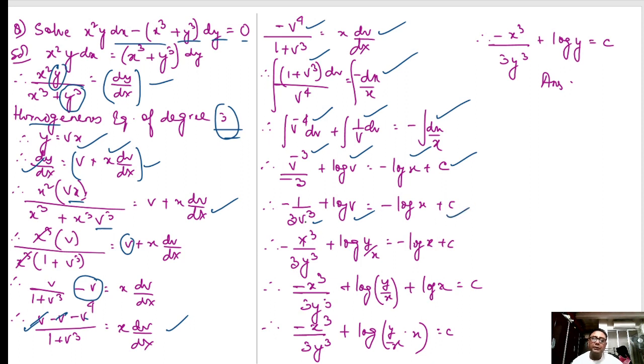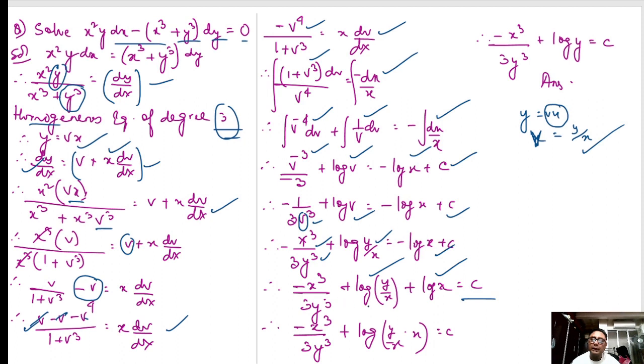Now we will replace the value of v, because y is equal to vx. So x will be equal to y by x, in place of y we will put vx. That's it. So in place of v, it should be y by x. So here we are replacing the value of v, y cube by x cube, y by x, and now we are supposed to find the value of c.